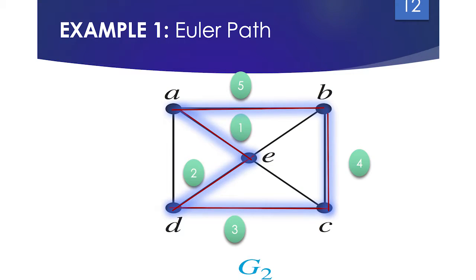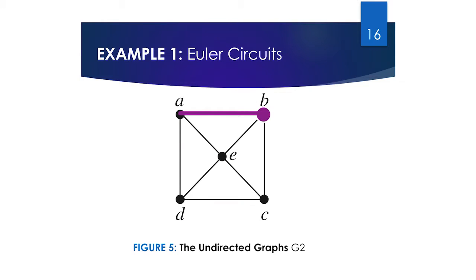However, G2 does not have an Euler path. We will try to draw the path as shown in figure 7. We go from A to E, then from E we find that we have to go either to D or to B. Let us go into the path D, C, D, A. We find there is one edge unvisited, so we cannot have an Euler path in this graph.